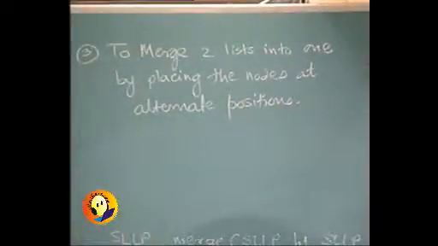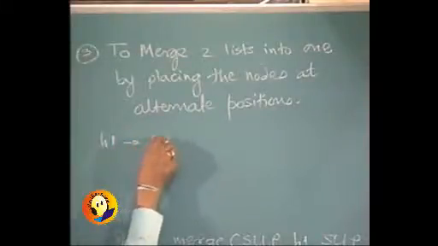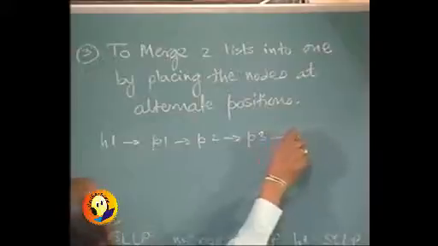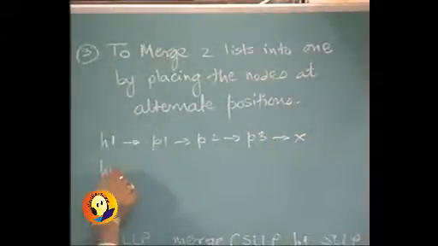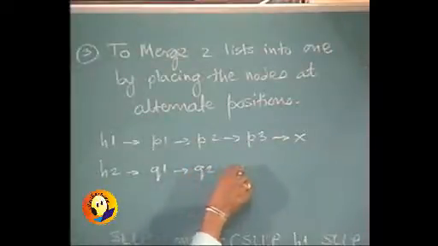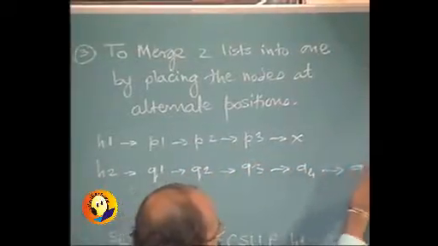To merge two lists into one by placing the nodes at alternate positions. Meaning that, suppose the nodes in the first list are P1, P2, P3, and nodes in the second list are Q1, Q2, Q3, Q4, Q5.